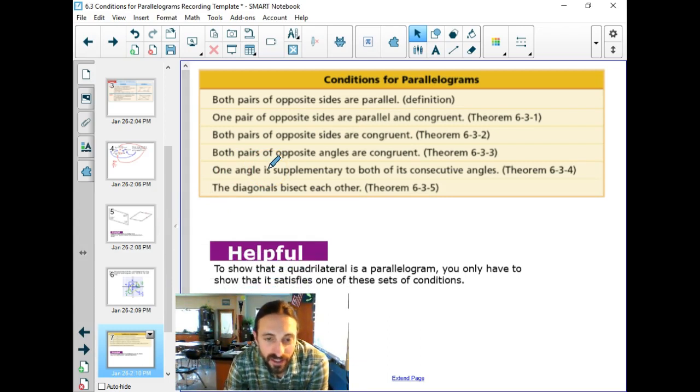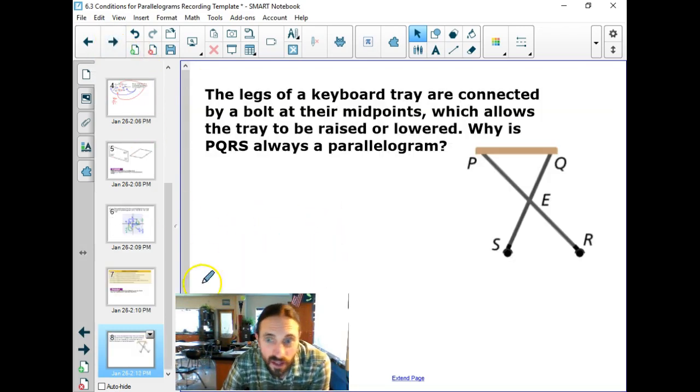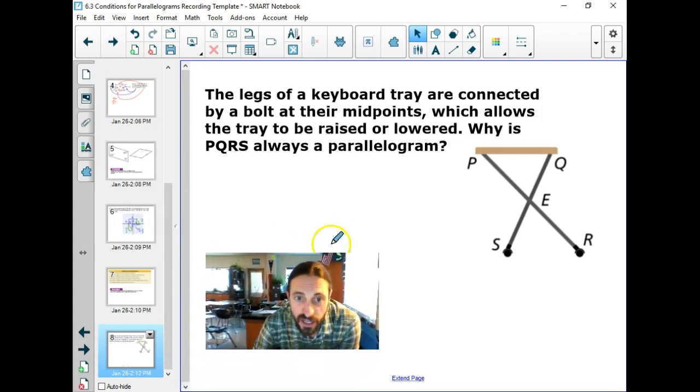So again, you should have this very easily together, just easy ways to tell. These are the 6 easy ways to tell if something is a parallelogram. Last question, pretty short lecture. It says the legs of the keyboard tray are connected by a bolt at their midpoints. Well, what does midpoint mean again? Midpoint means to cut something in half into 2 congruent segments, like that.